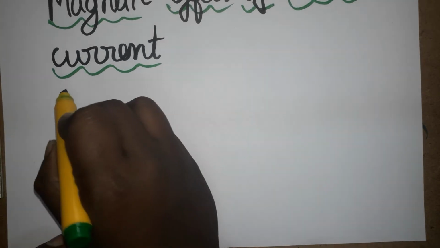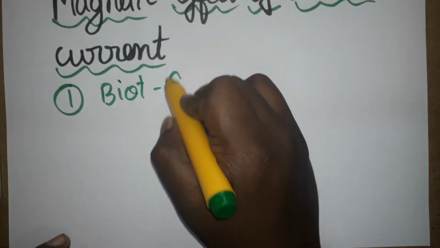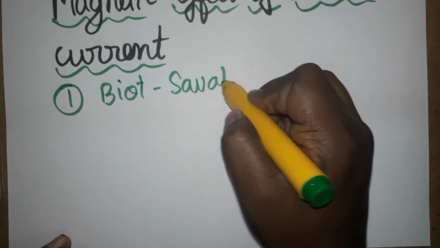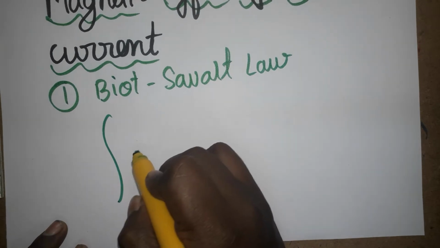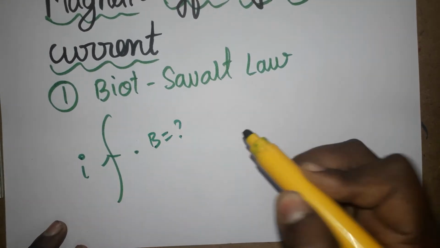The first formula I am going to give is the Biot-Savart law. It is a statement of the magnetic field produced due to the wire when current is flowing: what is the magnetic field produced at any point?